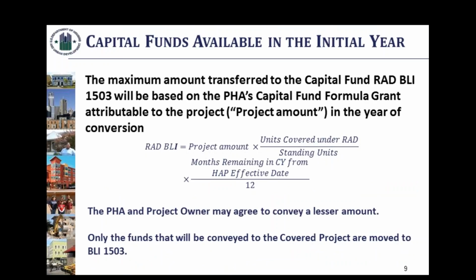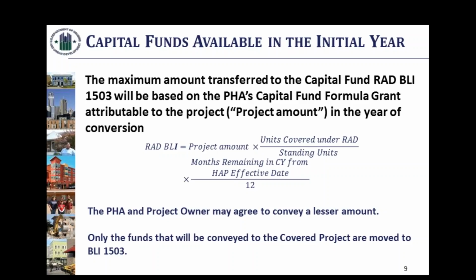For the capital fund, it is not a percentage but a fixed amount, because the capital fund is when those obligations are made each year, it is a known amount each year. So what we do is we take the capital fund formula grant attributable to the project, which is published each year on the capital fund website, and we essentially prorate that by the portion of the units in the AMP that are converting under RAD or being removed from PIC, and then times the months remaining in the year.